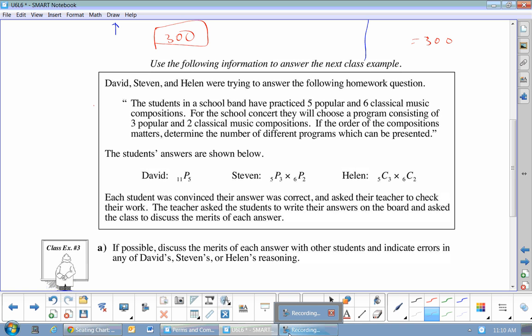Yes? There is a scenario in 11P5 that he's got popular pop. That is one of the selections. He has not given us what we need, 3 pop, 2 classical. So Stephen says, I know how to do this one. Do 5P3 times 6P2. Why?